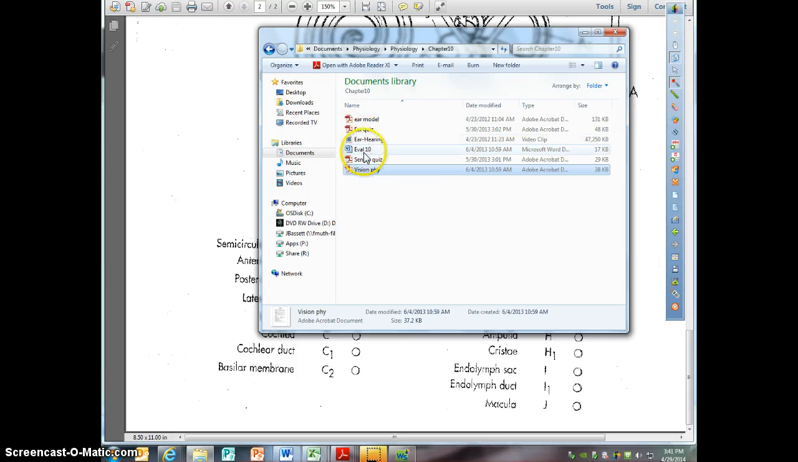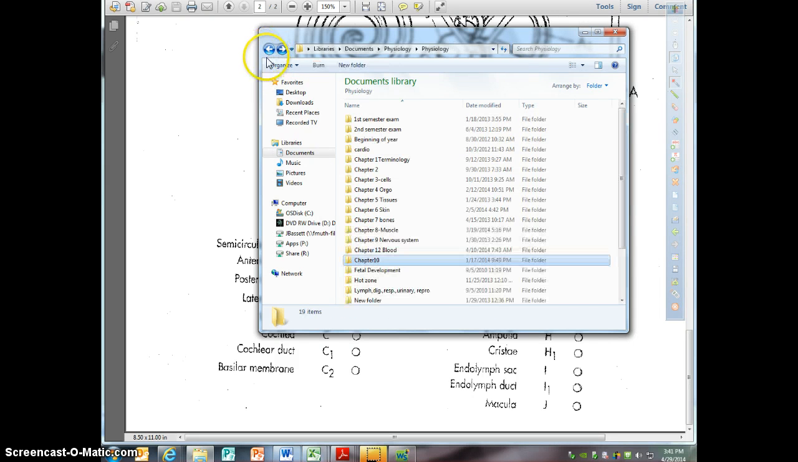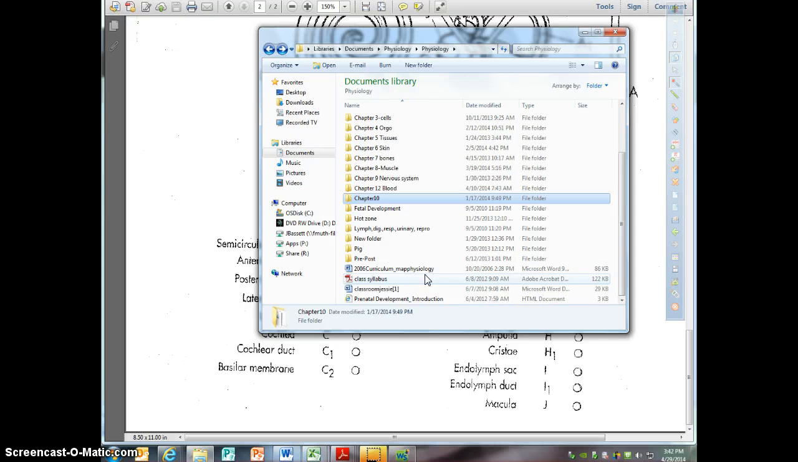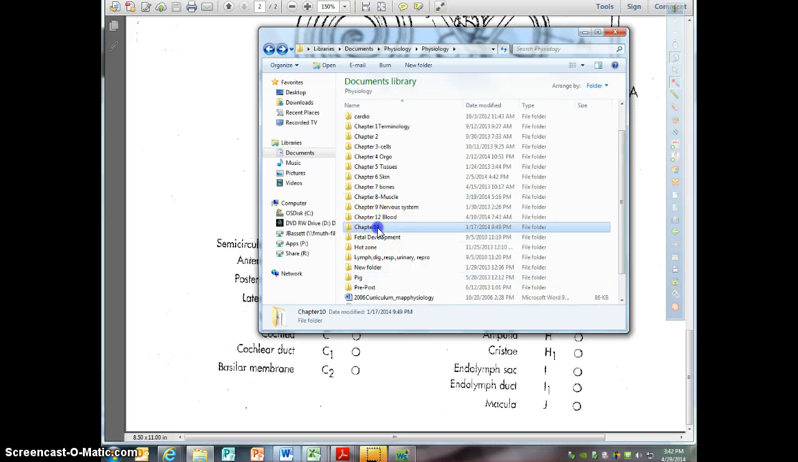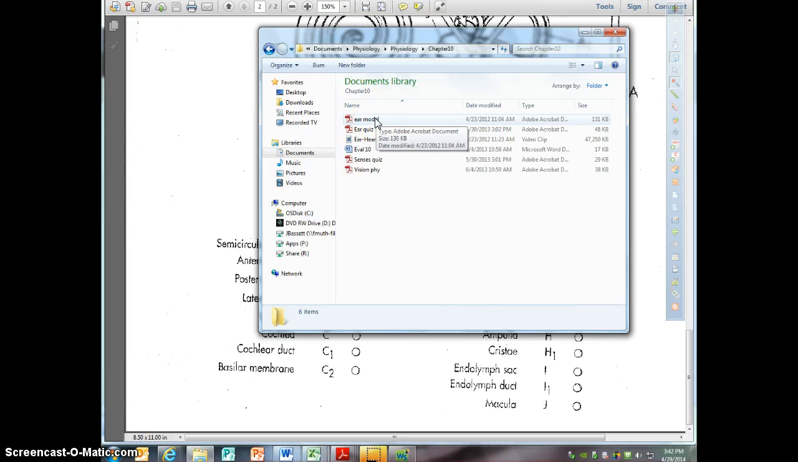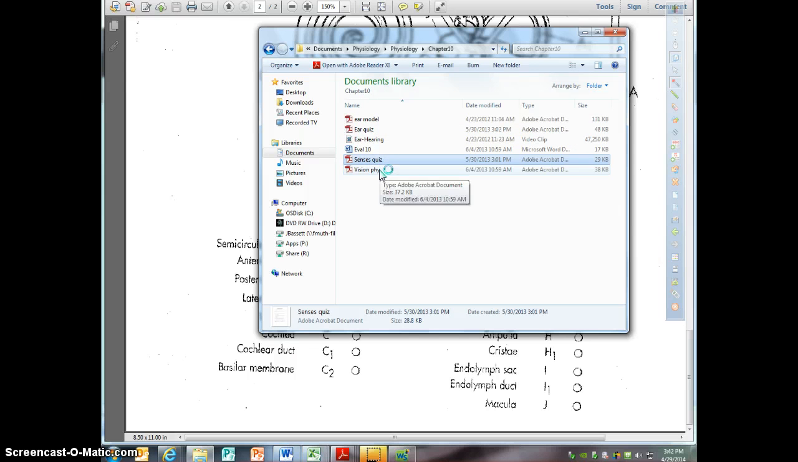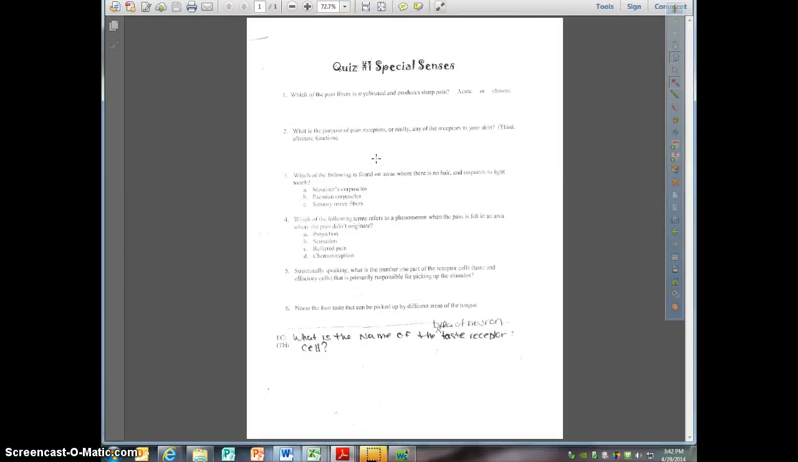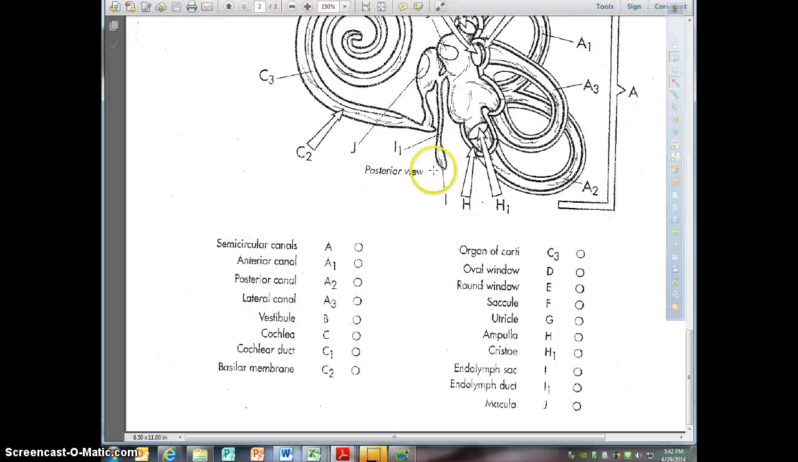Ear, hearing eval, 10, census quiz. I must not have the two sheets with the eyes printed off. Let me see, ear quiz, nope. Census quiz. Let me do one check. Nope. So that was our quiz from yesterday.